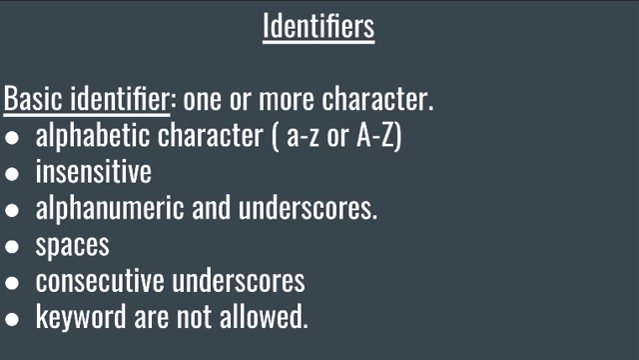These identifiers can be defined as the definition of any data type. So in identifiers, we see two types: basic identifier and extended identifiers. First, let us discuss the basic identifier. This basic identifier is composed of a sequence of one or more characters. It must begin with an alphabetic character, which is small a to small z or capital A to capital Z. It is case insensitive.